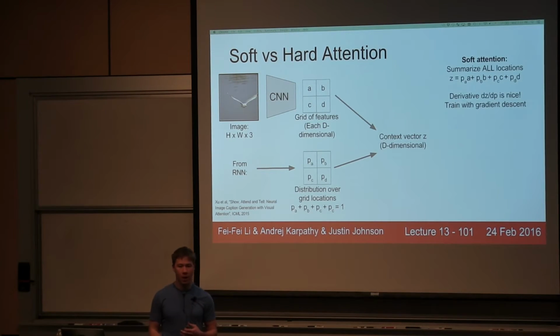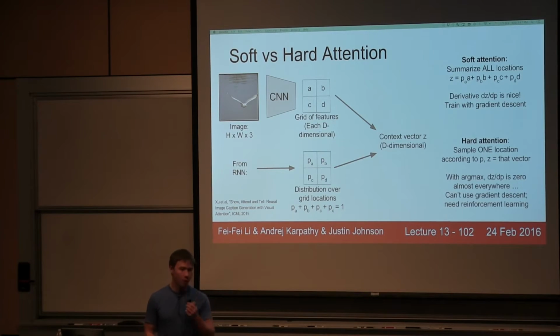And the paper actually explores two different ways of solving this problem. So the easy way is to use what they call soft attention. So here, our d-dimensional vector z will just be a weighted sum of all the elements in the grid, where each vector is just weighted by its predicted probability. This is actually very easy to implement. It's just another layer in a neural network. And the derivative of this context vector with respect to our predicted probabilities p is quite nice and easy to compute. So we can actually train this thing just using normal gradient descent and backpropagation.